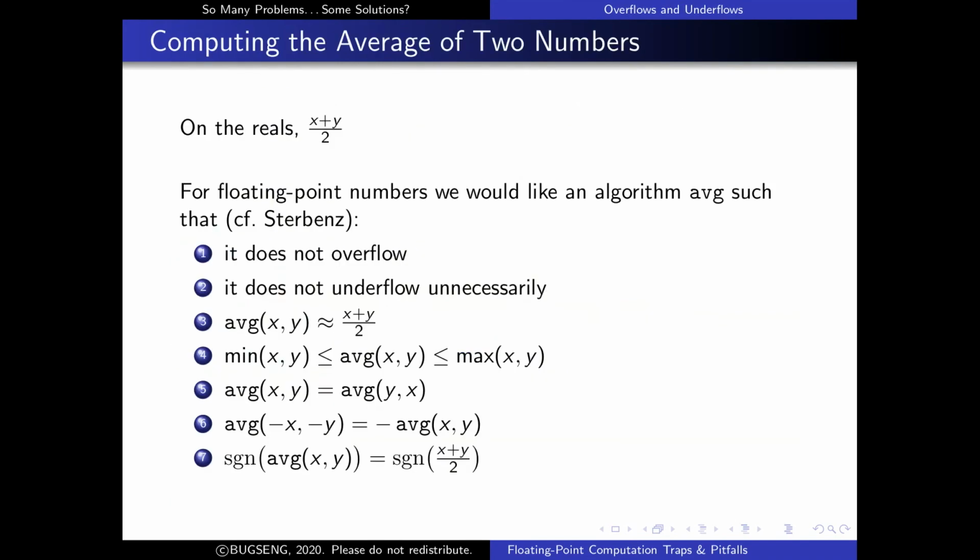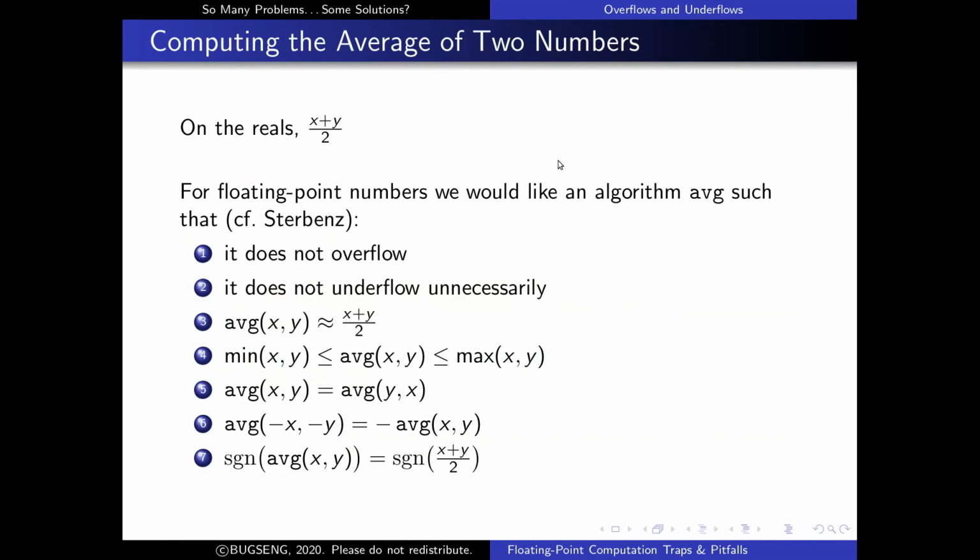Now let's talk about the generation of overflows and underflows. Let's say we want to compute the average of 2 numbers. On the reals, it is trivial. We add them up and we divide by 2. However, in floating point it is not so easy because, for example, if you add them up in floating point, you may get an infinity. And then when you divide the infinity by 2, it still remains an infinity. So it doesn't work. So we have to give a specification for the algorithm that we want.